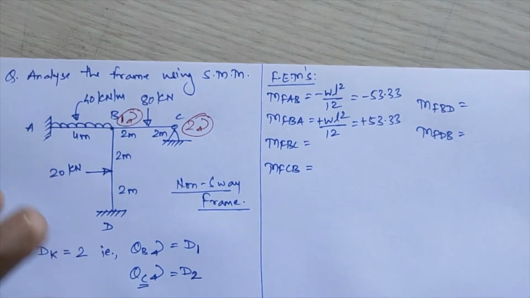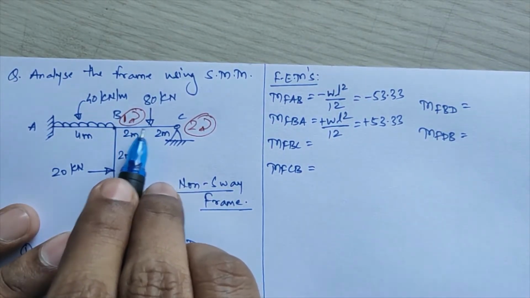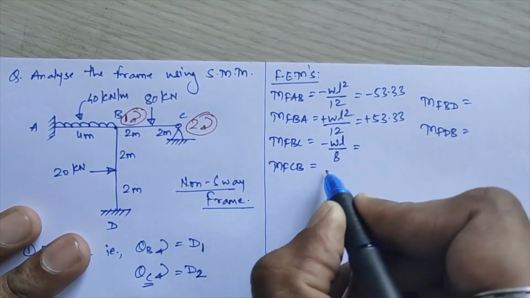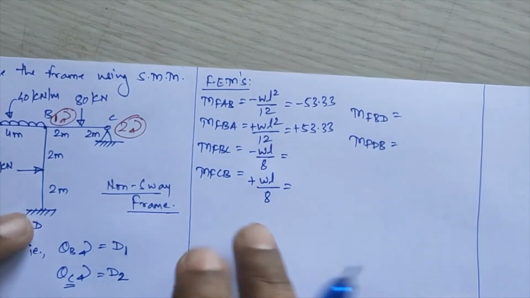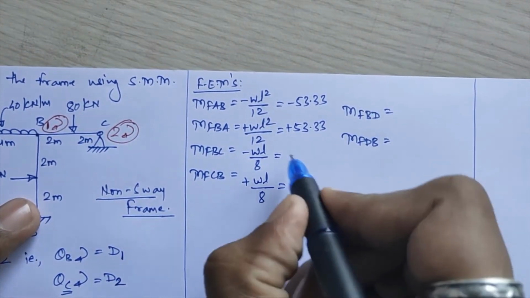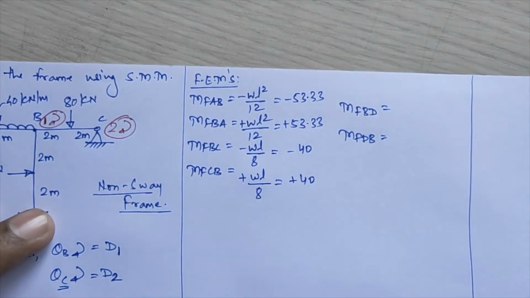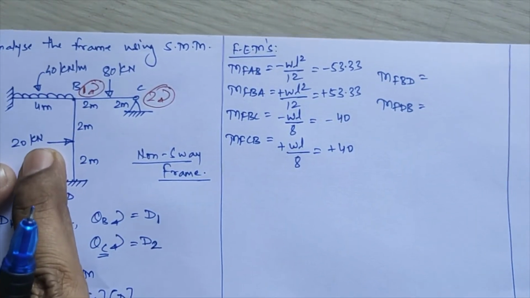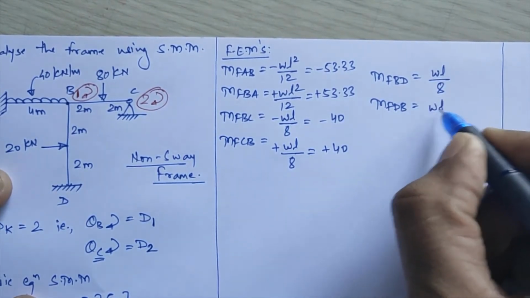53.33. Okay, in same way for BC and CB span, a point load is provided at the center over there. So fixed end moment value for that will be your minus WL by 8, and for CB that will be plus WL by 8. So substituting the value W equal to 80, length is your 4 divided by 8, I am getting this as minus 40, and this I am getting as plus 40 here. Okay, next for BD and DB portion, again a point load is provided over here. So that will be again WL by 8 and WL by 8.